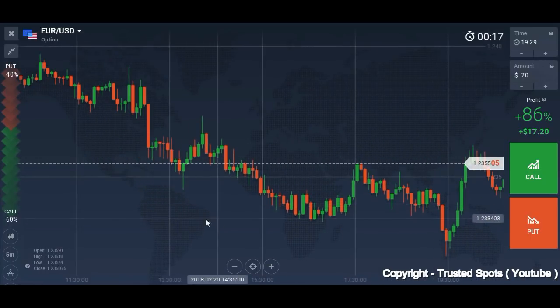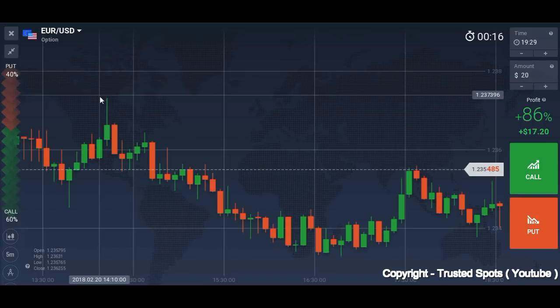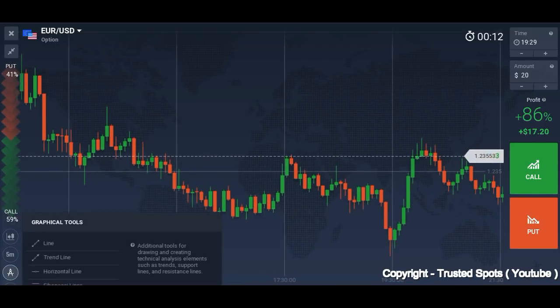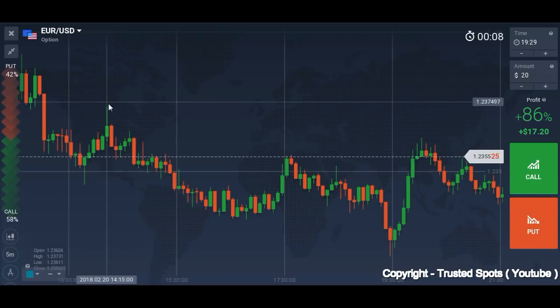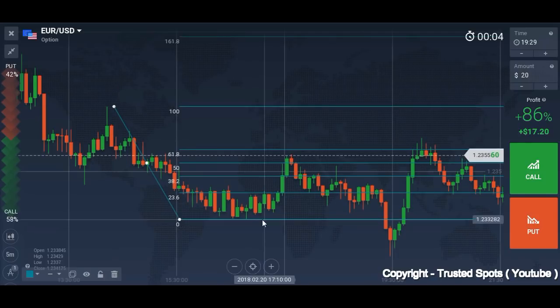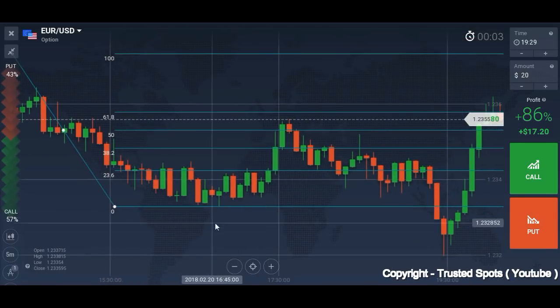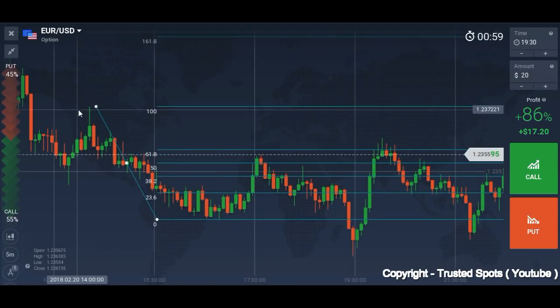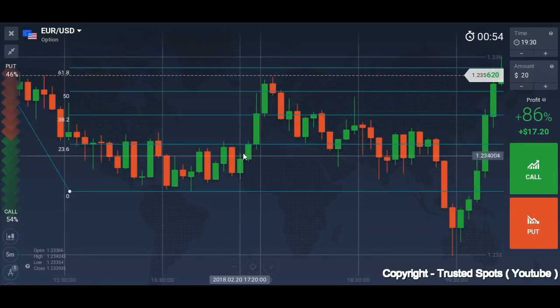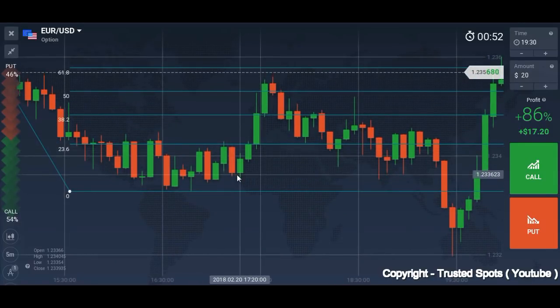So if you look carefully here, you will find that this is the highest point. As it is a downtrend, we will start from the highest point and go to the lowest point till here. So as you can see, this is the lowest point and this is the highest point, and that's why we have selected this level. So now suppose you are here, you have to wait for the market to go up.